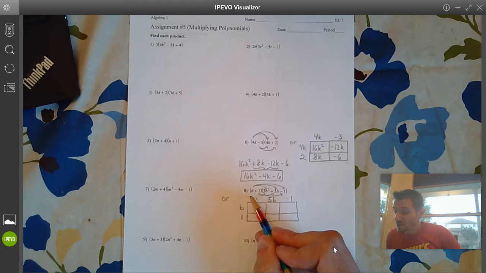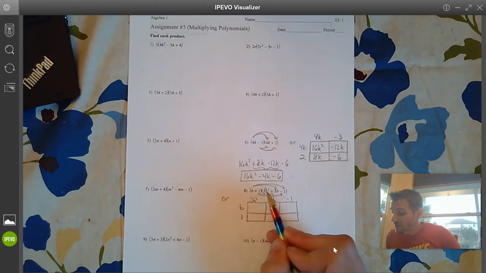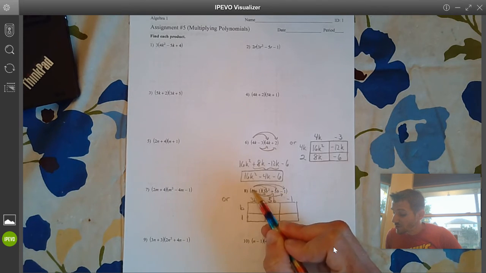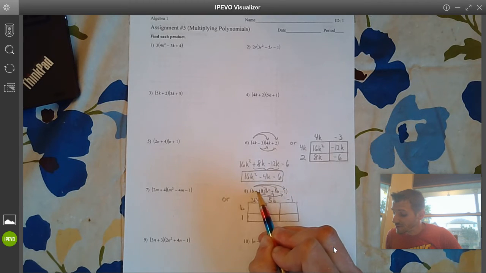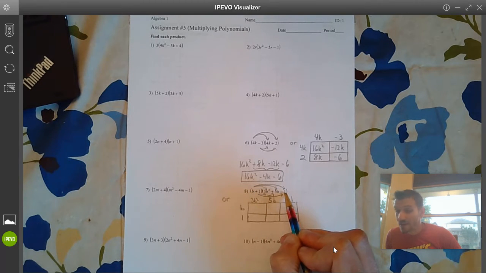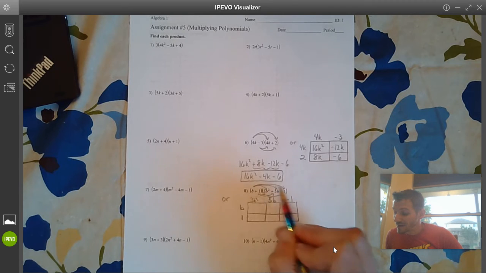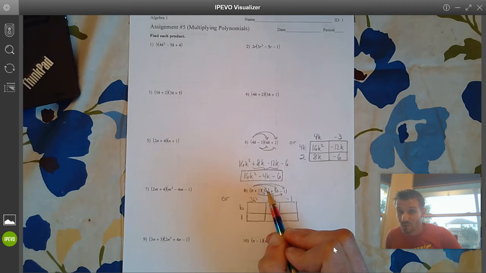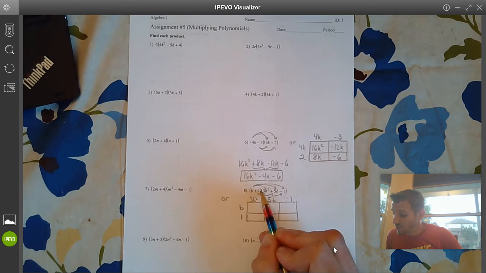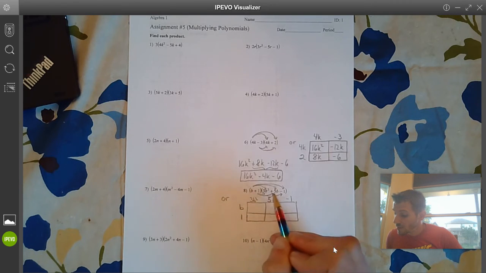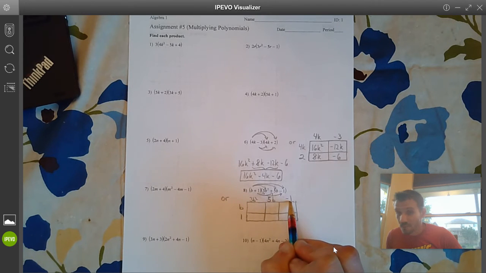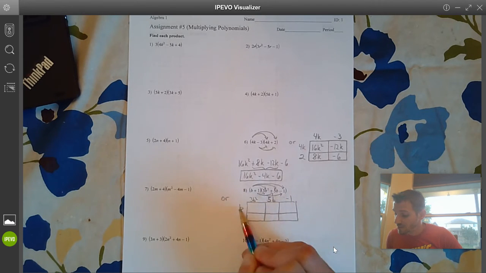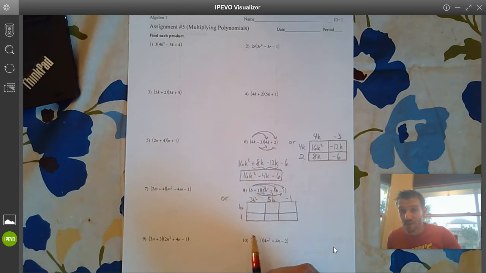Number 8, a little bit trickier. Remember, this is only 2 things times 3 things, or a binomial times a trinomial. So you take the first term, multiply it by all 3. Then you take the second term, multiply it by all 3, and combine like terms. This might get a little confusing with the arrows, so again, you can do the box method. b plus 1, put a b and a 1. 3b squared, 5b minus 1. And again, this is the multiplication tables and combine like terms.